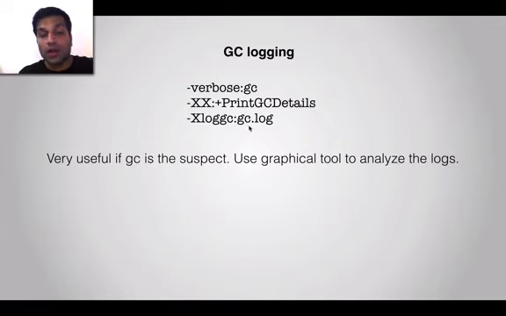So gc.log is a file name where a file will be created in your working folder of your JVM, and the details of GC are printed into that. It is very verbose, but it does not have much of an overhead. Whenever you are looking at GC as a suspect of performance issues, you should use this. This is the best way to look at GC and analyze it.